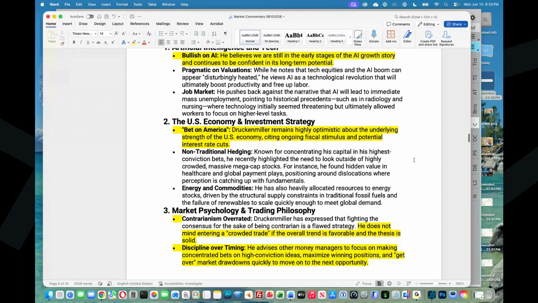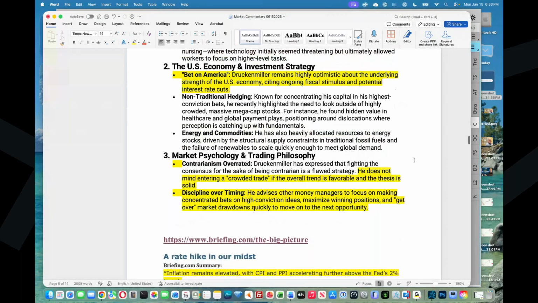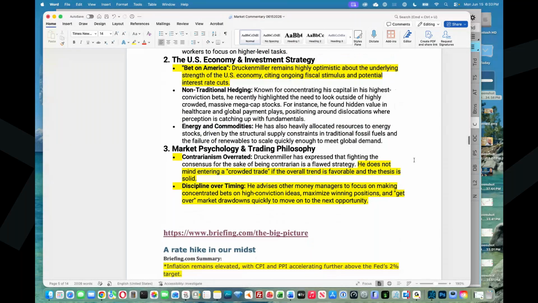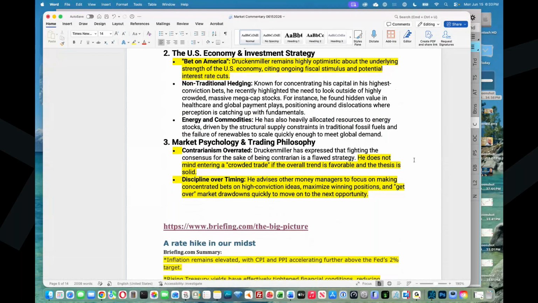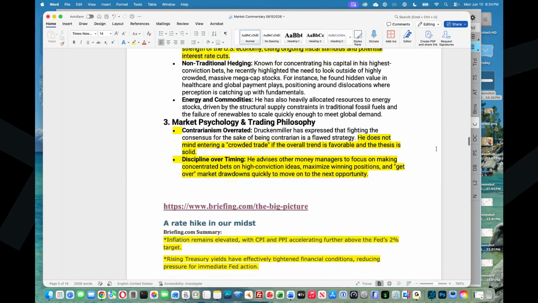The U.S. economy investment strategy: bet on America. Highly optimistic about the underlying strength of the U.S. economy, citing ongoing fiscal stimulus and potential interest rate cuts. Now, I'm not sure about those interest rate cuts, and I'm not sure when he said that on here. This is just AI gathering a bunch of the things that he said recently. And AI is often wrong. I don't know that he still feels that way.